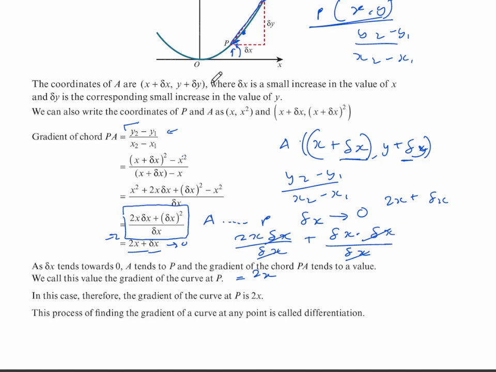Therefore, that line touches the curve once at P. And we can find the gradient of that line, and that gradient was 2x, obviously dependent on what that x is. And that is how we find the gradient of a curve at a certain point. This method is known as differentiation.